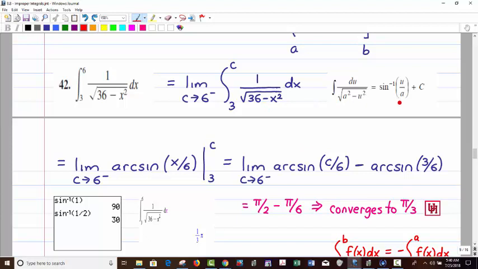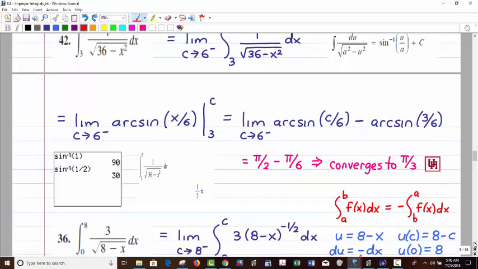So it's going to be arc sine of U over A. U is X. A is 6. So it's the limit as C approaches 6 from the left of arc sine of X over 6. Then you plug 3 in there, so you have arc sine of 3 over 6, which is 1/2. Now with these limits, you think back to something in Cal 1. Remember in Cal 1, there was a rule that said if the left and the right limit equal the same value, then the regular limit, without the superscript, would be the same value, and vice versa is true.